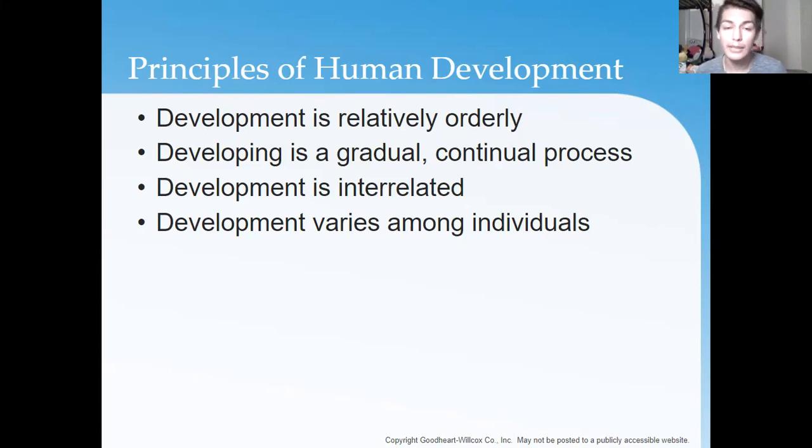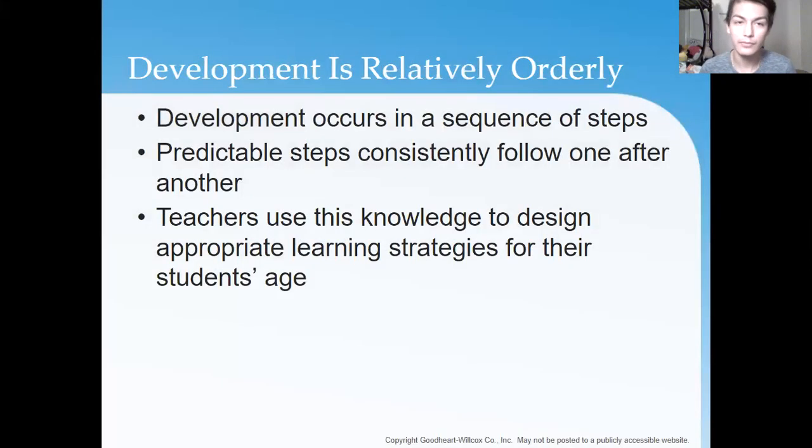Development is interrelated and development varies among individuals. So not everyone is going to develop at the same pace or in the same ways. An example of this can be, with females, their chest might not develop at the same age, or with guys, their voices might not deepen like other guys in the same age group. So stuff like that.